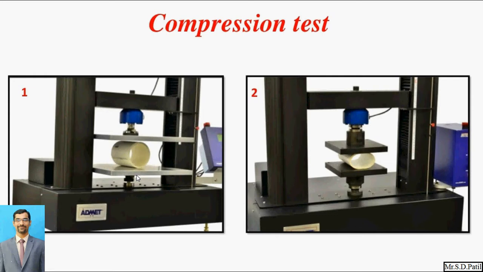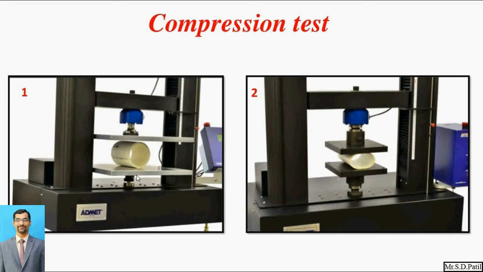The compressive test can be done on the same machine on which the tension test is done, like the universal testing machine, or on other machines designed specifically for the purpose, as I have already mentioned. Either we can go with the UTM or there is a separate CTM, where CTM means compressive testing machine.